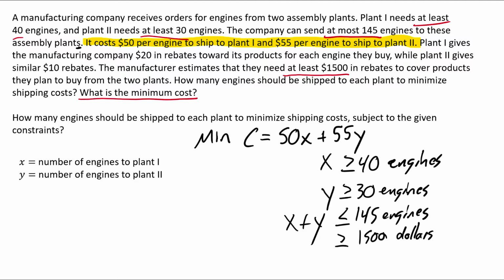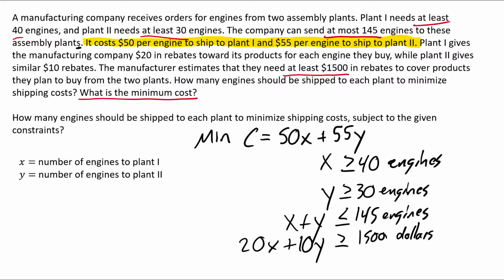All right, so plant 1 gives $20 per engine. That's 20 times the number of engines shipped to plant 1, which is X, so that's 20X. Then plant 2 gives $10 in rebates, so that's $10 per engine, where the number of engines is Y. So that's plus 10Y is greater than or equal to $1,500. As we keep reading, we don't see any more inequality phrases, so these are all of our inequalities.